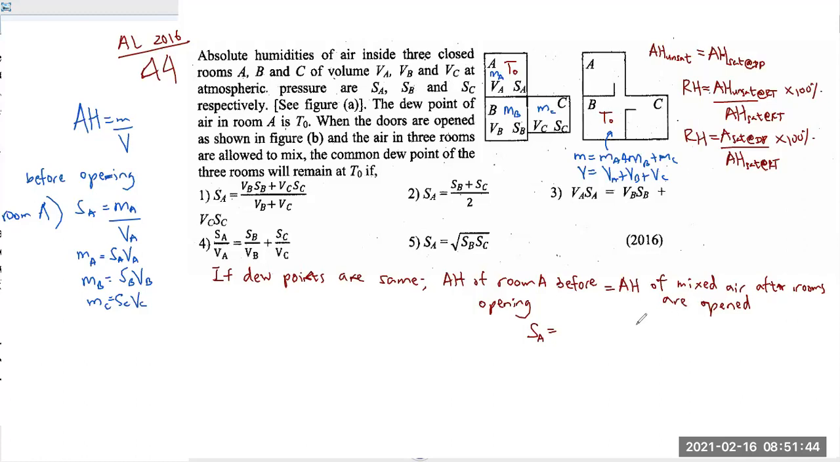Now, the absolute humidity of the mixed air after the rooms are opened is going to be the mass of water vapor in A plus the mass in B plus the mass in C, divided by the total volume VA plus VB plus VC. And that is equal to VASA plus VBSB plus VCSC, divided by VA plus VB plus VC. Now, do we have an answer like this for SA? We don't, right? It's a little different here.